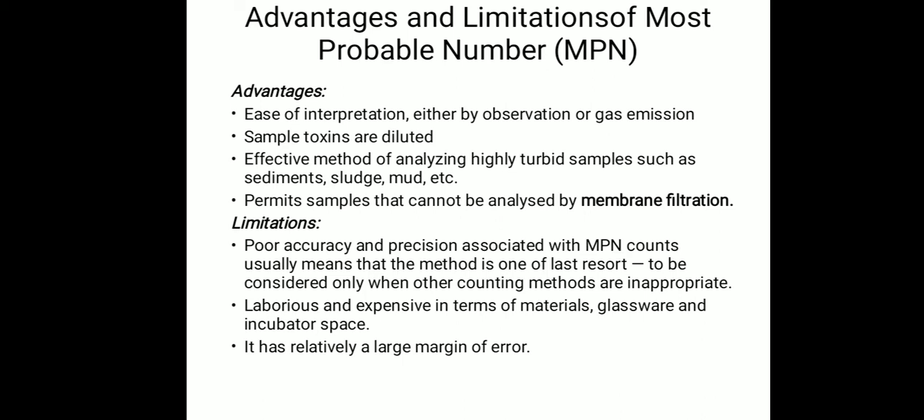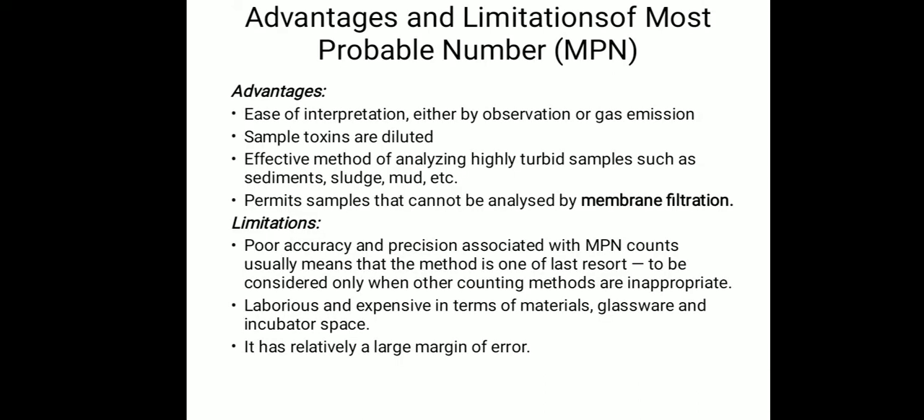Then we also have a few limitations mentioned. The limitation of this MPN is that it shows poor accuracy and precision associated with MPN counts usually, which means that the method is one of last resort, to be considered only when other counting methods are inappropriate. It is also laborious and expensive in terms of materials, glassware and incubator space, and it has a relatively large margin of error. So these are the advantages and limitations of most probable number.